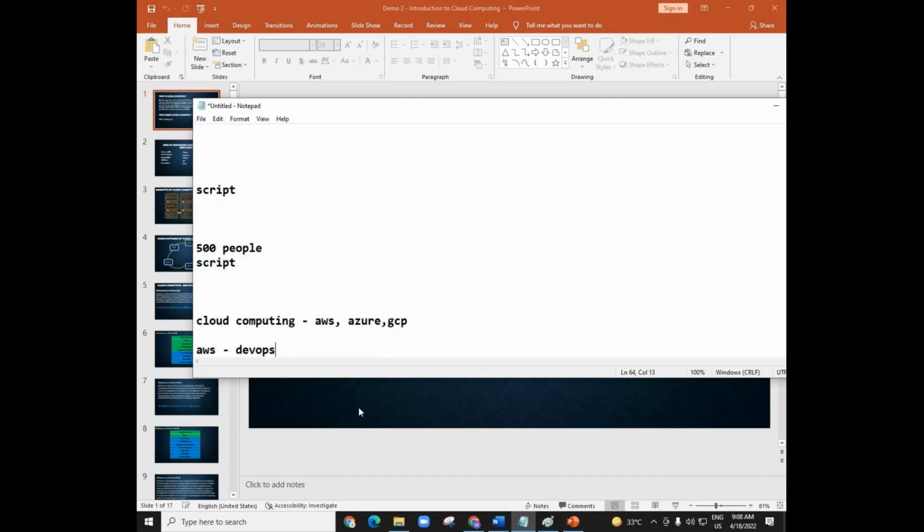Whether you are from a programming background or a networking background or a server administration background, or whether you're from a database background, if you want to start your career in this particular cloud computing, then you should go with AWS first, then you should go with DevOps.